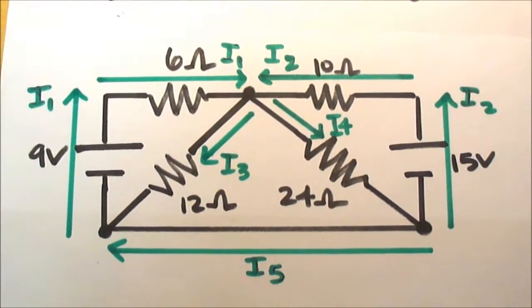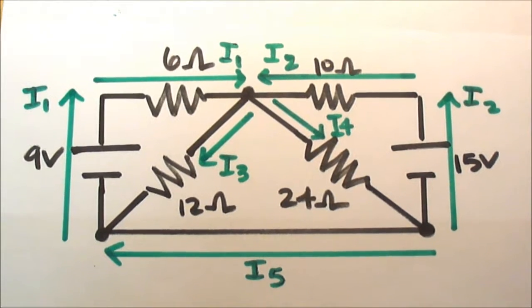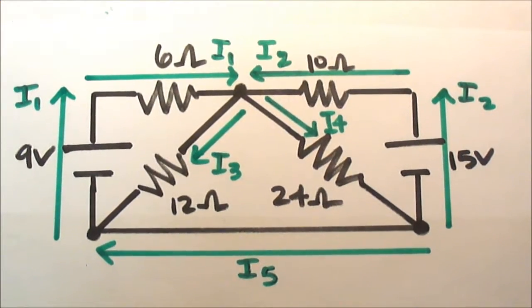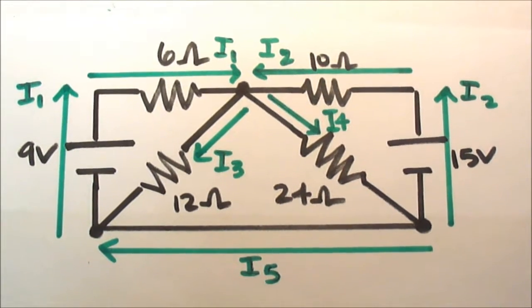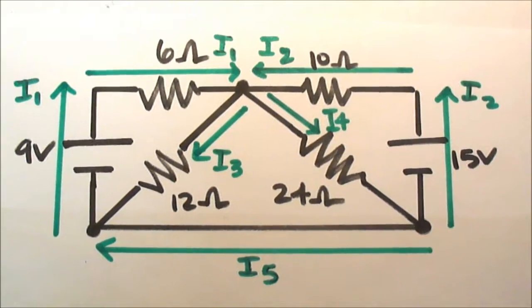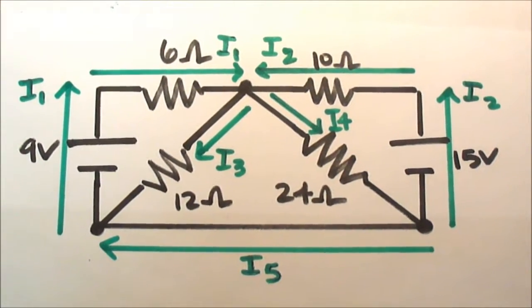Remember, it doesn't matter which direction you draw your currents in. They're really just helping with calculations. So if you go through your calculations and you get a negative answer, that just means that you drew your current in the wrong direction and that the actual current is in the opposite direction.